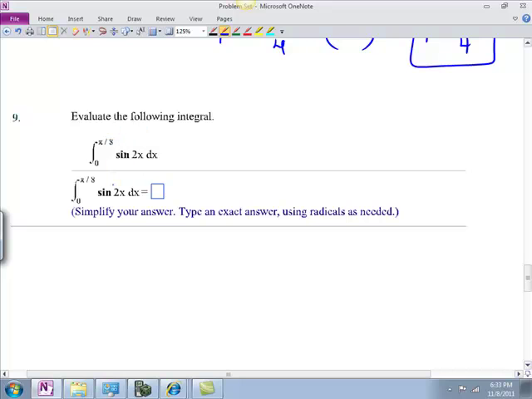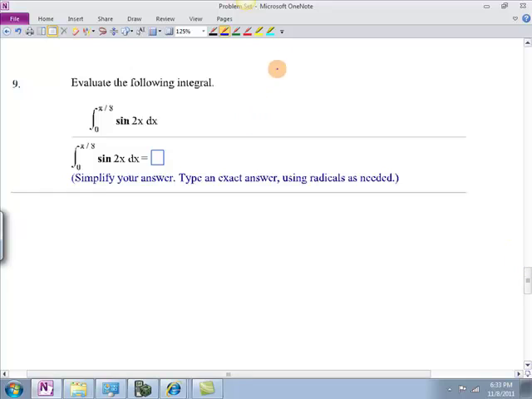We have to do something with this sine 2x. The way you would learn it in the next section would say, let's let u equal 2x. The derivative of that, what is the derivative of u, 2x, dx? Is it 2 dx? Okay. And do we have a 2 dx here?